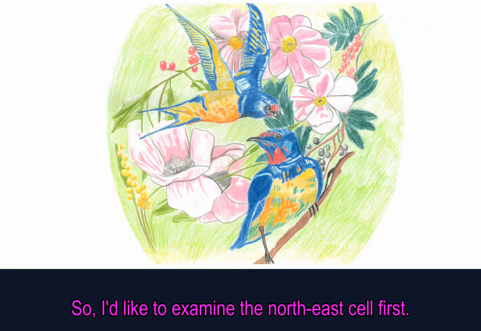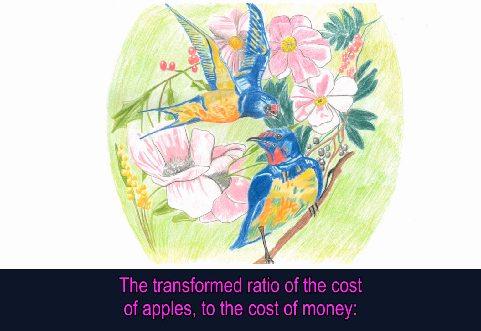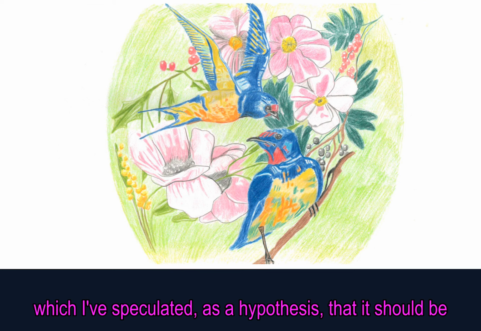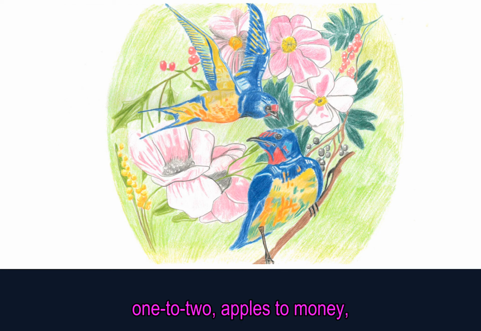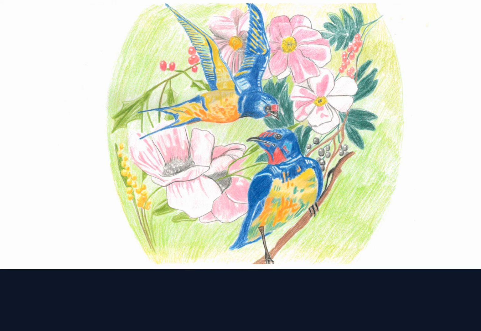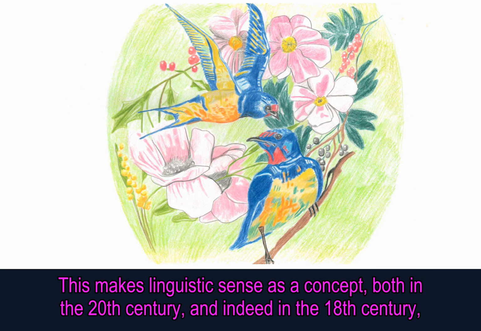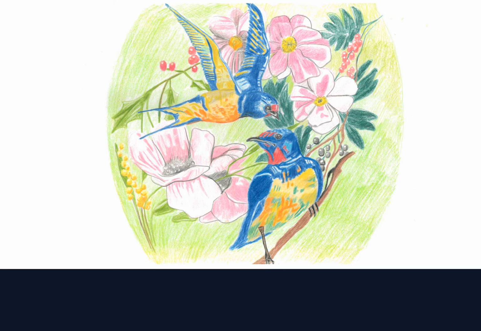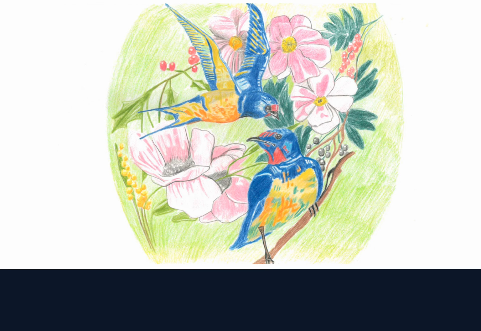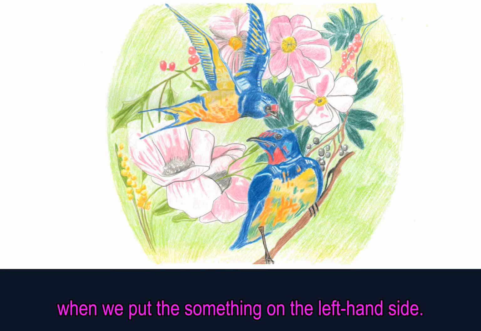So I'd like to examine the northeast cell first, the transformed ratio of the cost of apples to the cost of money, which I've speculated as a hypothesis should be 1 to 2 apples to money, exchangeable amount of, which is after the transformation. This makes linguistic sense as a concept both in the 20th century and indeed in the 18th century, because the cost of something is the amount on the right-hand side of the seesaw when we put the something on the left-hand side.